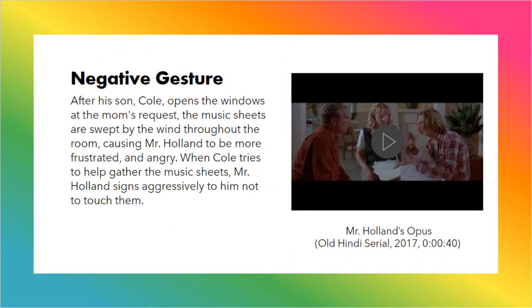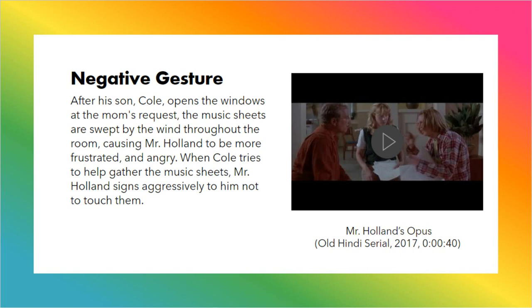In this slide, we will now go over an example of a negative gesture. The small clip attached here is from the movie Mr. Holland's Opus. In this scene, the father, Mr. Holland, is frustrated with his son Cole because of a project that Cole is working on. This project is frustrating Mr. Holland because it puts out a bad odor. At the mom's request, Cole opens the windows to help with the smell.